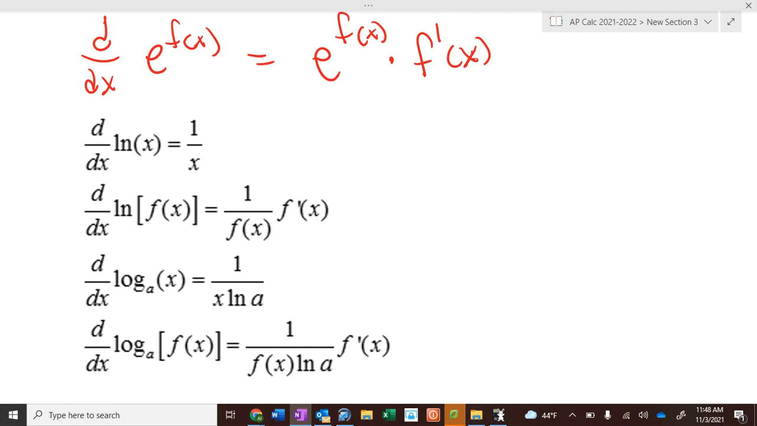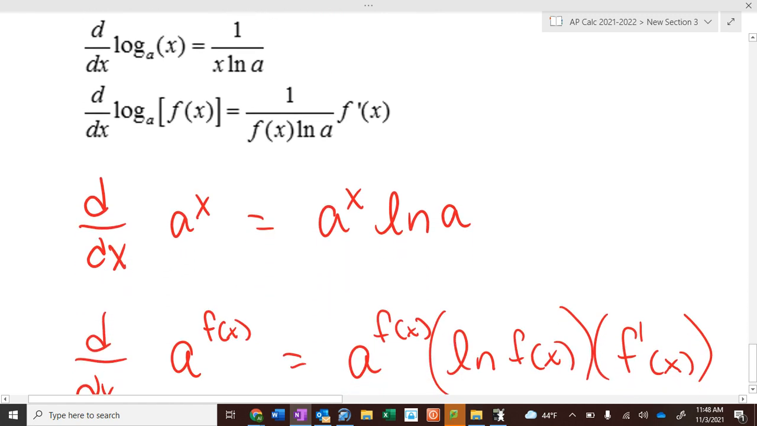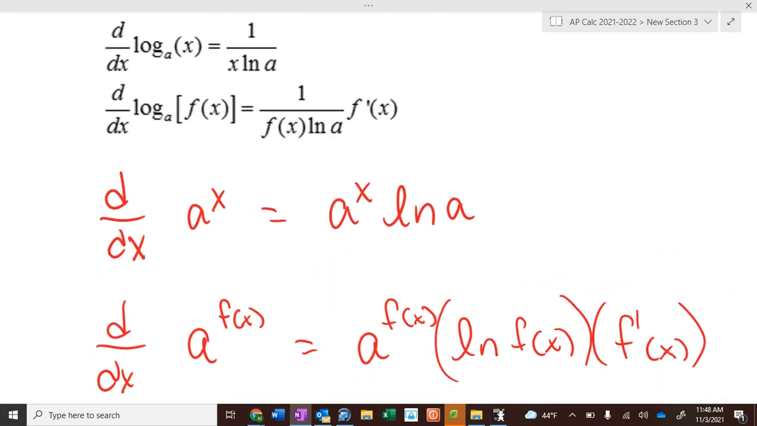So the log function, the derivative of log base a of x is 1 over x times the ln of a. Right here. Can you? Yeah, I can scroll down now. And if you put a complicated function instead of x, it just means a complicated function instead of x.